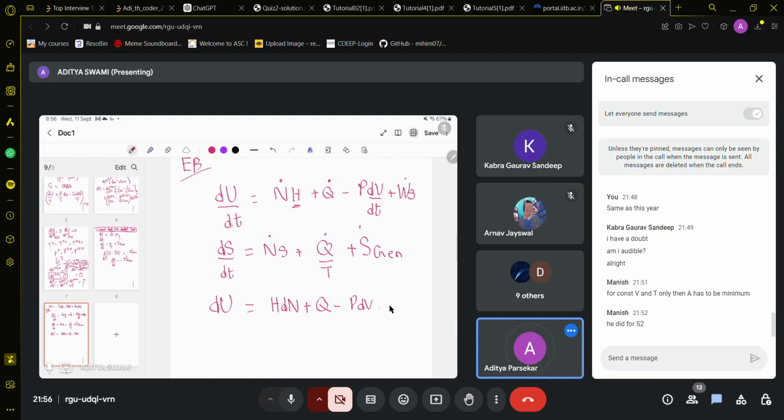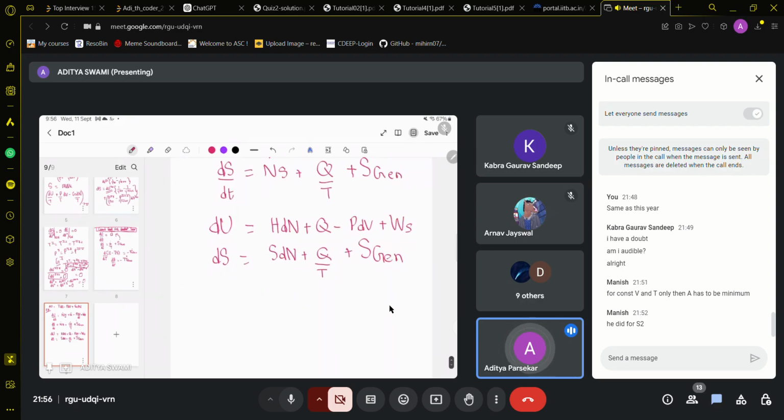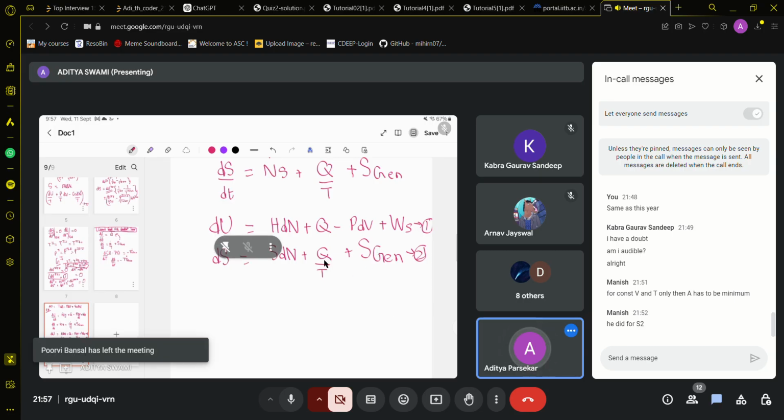This is dW_s plus dW_s. Similarly, dS is dS_DN plus dQ by T plus dS_gen. Now, as usual, you're going to want to substitute this Q from the second equation into the first. Unless it's a pure entropy-based question, almost always the point of the entropy balance is just to get this expression for Q and then substitute it back here.